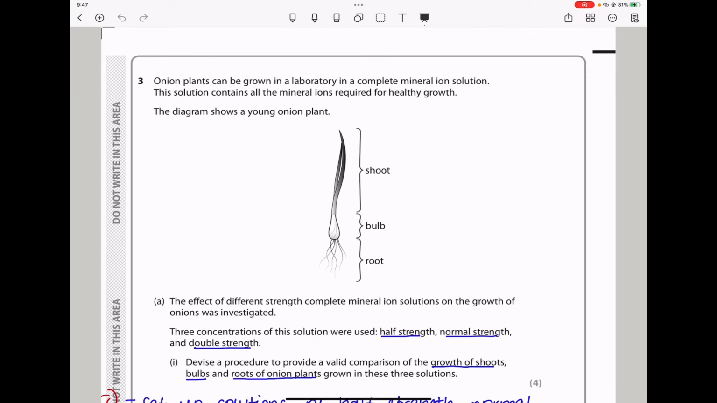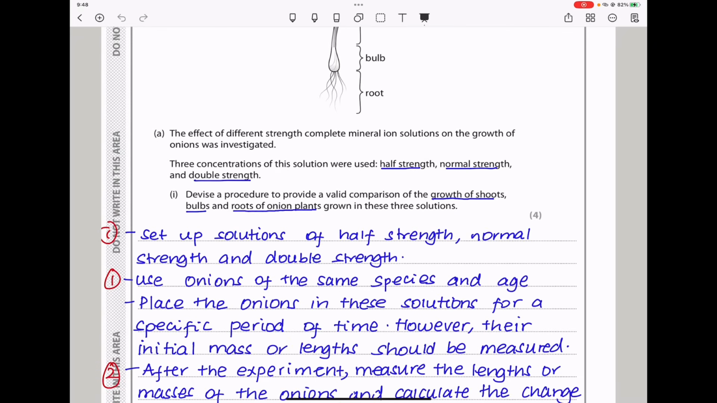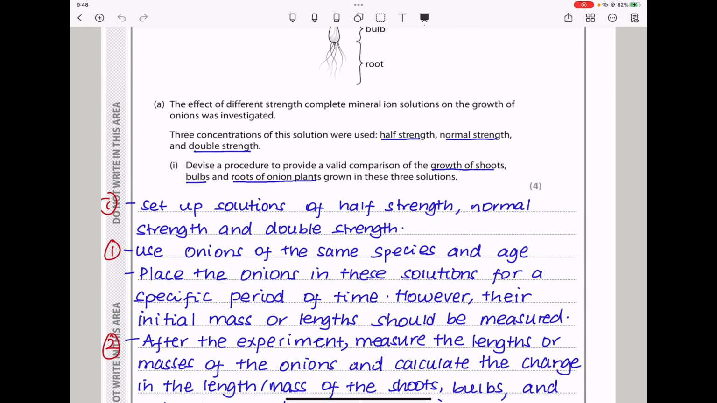Question 3, onion plants can be grown in a laboratory in a complete mineral ion solution. The solution contains all the mineral ions required for healthy growth. The diagram shows a young onion plant. So we have the roots, we have the bulb, and then the shoot. The effects of different strengths of complete mineral ion solutions on the growth of onions was investigated. 3 concentrations of the solution were used: half strength, normal strength, and double strength. They want you to devise a procedure to provide a valid comparison of the growth of shoots, bulbs, and roots of onion plants grown in these 3 solutions.